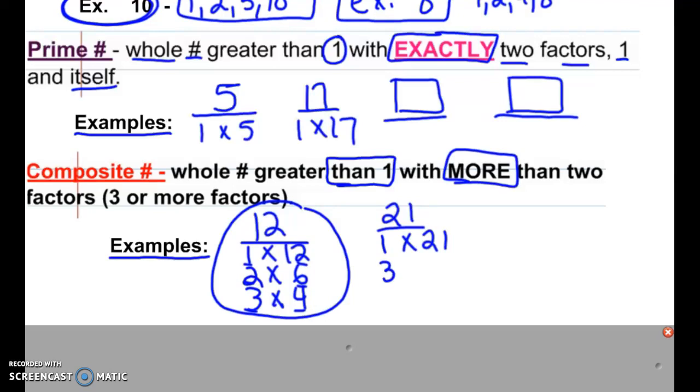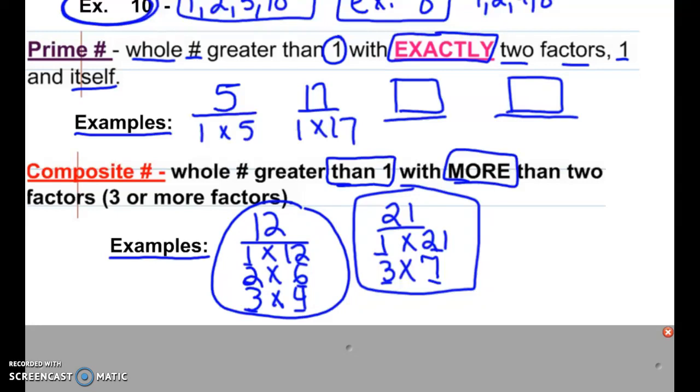2 is not a factor of 21 because 21 is not an even number. 3 is a factor of it. How do I know that? Because I know my 3 multiplication tables, and I know that 3 goes into 21 7 times. 4 is not a factor of it. 5 is not. 6 is not a factor of it, and I'm back up to 7, but I already have that listed, so I don't need to list it more than once. So looking at my factors of 21, there are 4 factors, 1, 2, 3, 4 factors, which means it is a composite number.